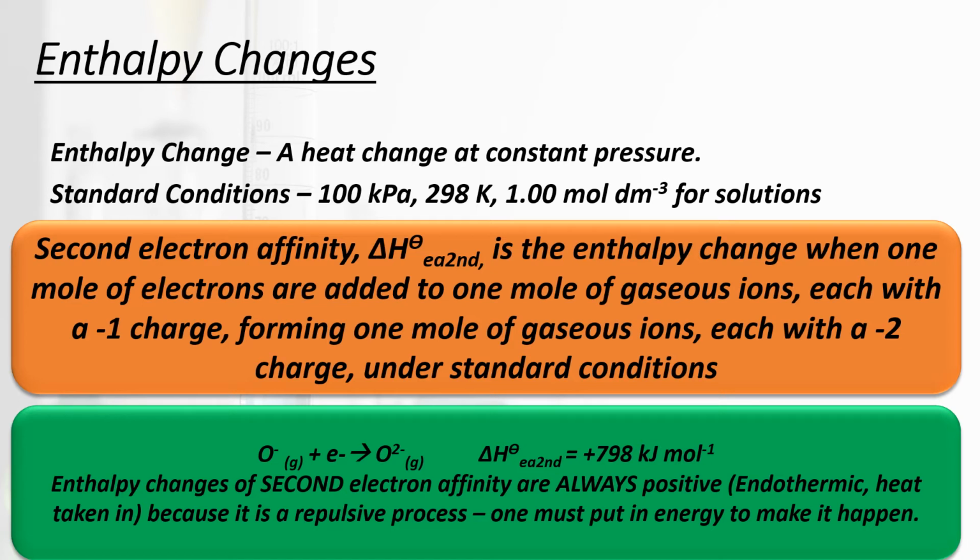However, the second electron affinity is positive. And this is because we're adding an electron, but now not to a neutral species, but to a negatively charged ion. And so we're putting a negative charge next to a negative charge. Massive repulsion. And so because it's a repulsive process, we have to put energy in to force them together to make it happen. And therefore it's an endothermic process, and heat has to be taken in. This will be really important when we come to look at drawing out Born-Haber cycles.